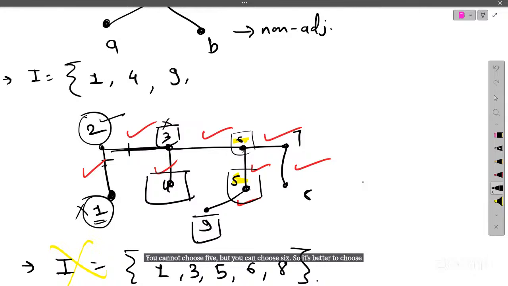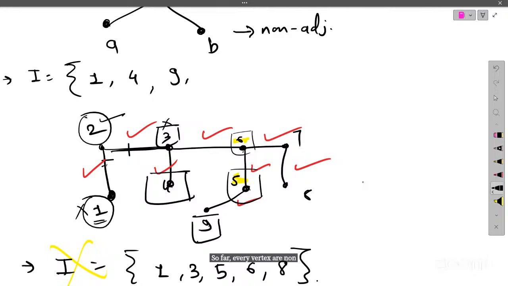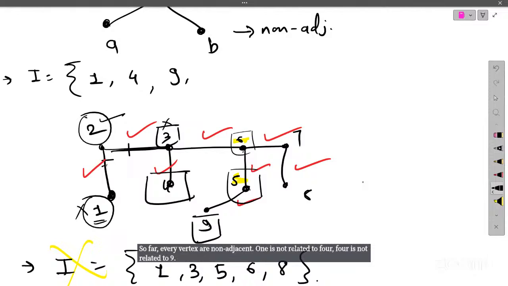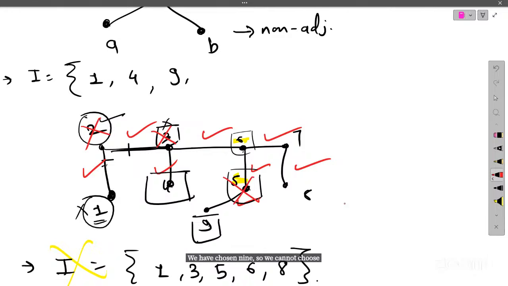Okay, so I am choosing 9 to form my independent set. So far, every vertex is non-adjacent. 1 is not related to 4, 4 is not related to 9 by any direct edge. Okay, now let's see what are those vertices which we cannot choose. We cannot choose 2, we cannot choose 3. We have chosen 9, so we cannot choose 5. Now there are only 3 vertices remaining.